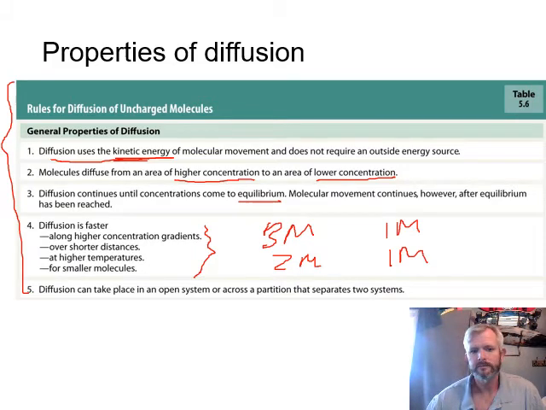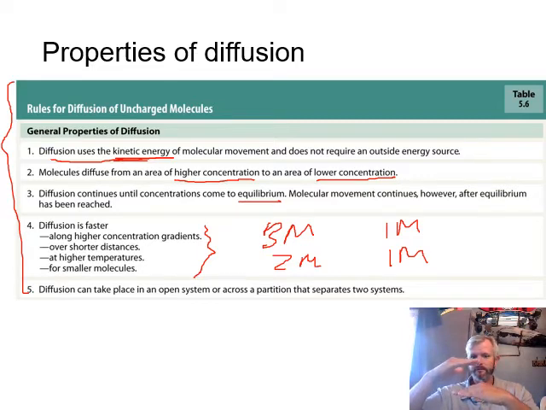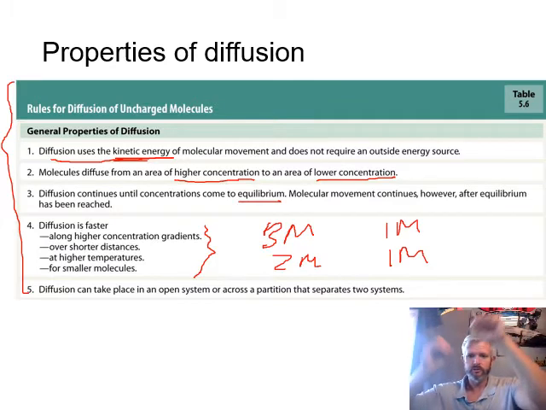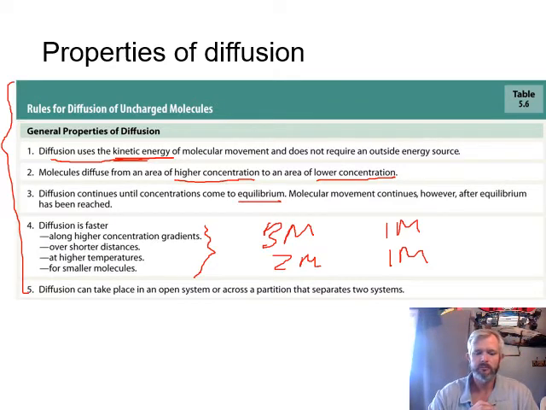Shorter distances. So if you want diffusion to take place rapidly, you don't want this big large gap to move across. With shorter distances, diffusion takes place faster. Higher temperatures. Remember the kinetic energy. You can imagine these molecules at one temperature. If you increase the temperature, the molecules are going to move faster and therefore are going to diffuse much faster. And also smaller molecules. Bigger molecules have less kinetic energy. Smaller molecules are bouncing rather quickly and therefore they diffuse much quicker.